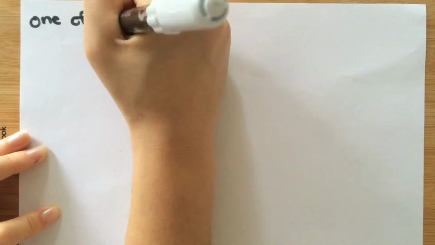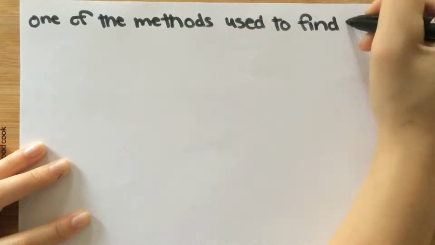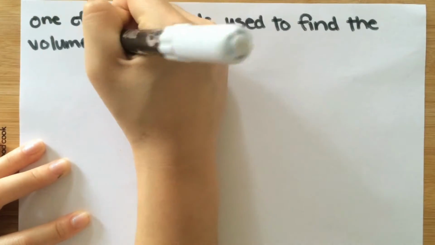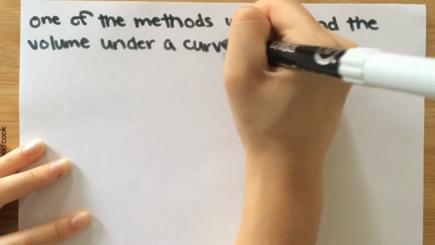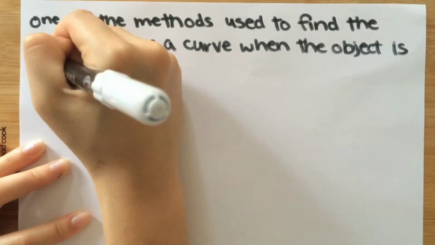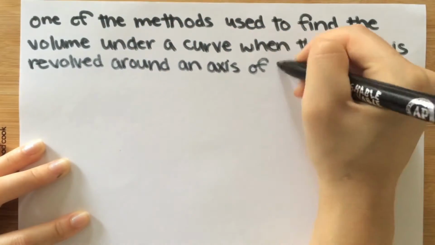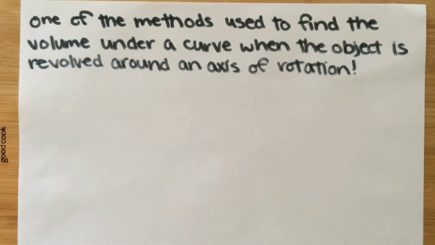Well, what is the disk method? The disk method is one of the methods used to find the volume under a curve when the object is revolved around an axis of rotation, or in other words, calculating the volume of a solid of revolution of a solid state material when integrating along the axis of revolution.